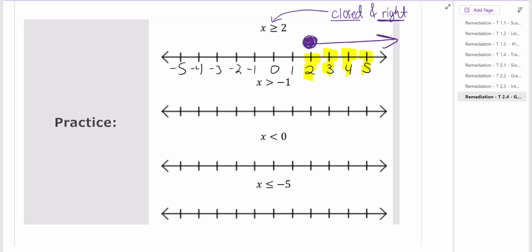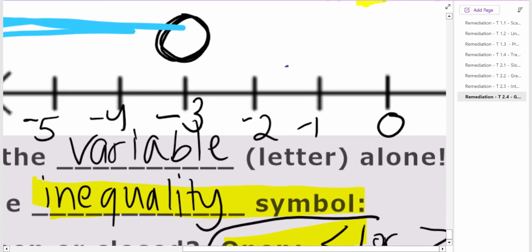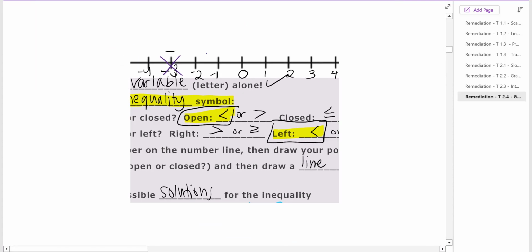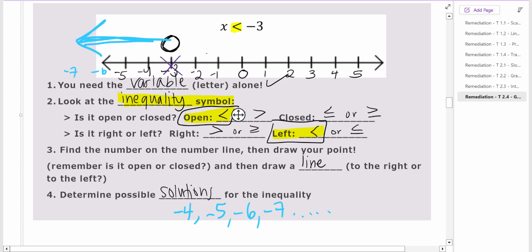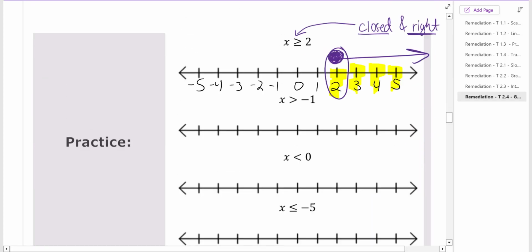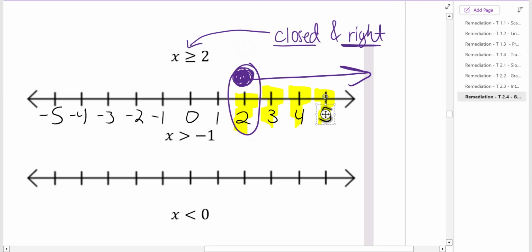So if the point is closed, you can use the number below the point. So si el punto está cerrado, tú puedes usar el número bajo para una solución. En el otro no. Cuando está abierto, no puedes usar el número bajo para una solución, porque está abierto. So eso significa no puedes incluir el número bajo. Okay, so be careful. Notice that on the previous example, -3 is not a possible solution. Okay, it's not a solution because the point is open. On this next example, the point is closed, so that means the number below you can include for possible solutions.